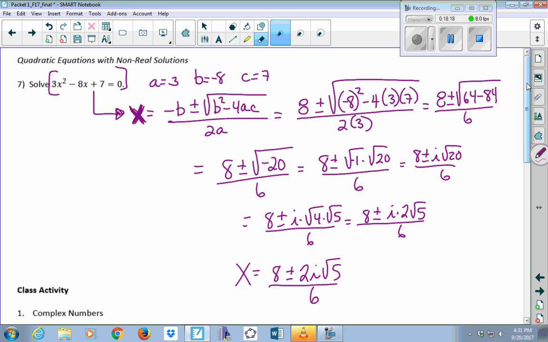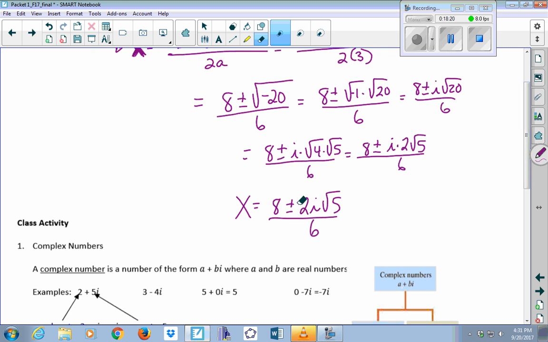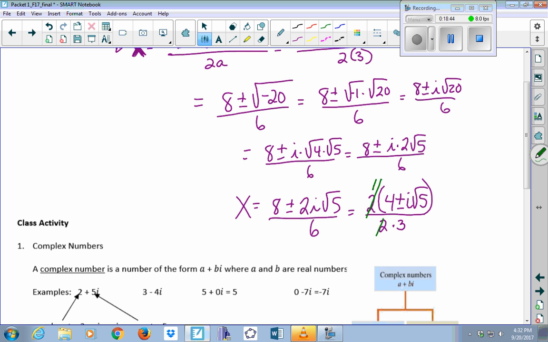So you can reduce this because each one of your terms, the 8 and 2i square root of 5 and 6, have a factor of 2 that's common. So one of the ways you can do this is to factor out the 2, and you have 4 plus or minus i square root of 5 all over 2 times 3. You can cancel out the 2 over 2, and your answer is 4 plus or minus i square root of 5 over 3.